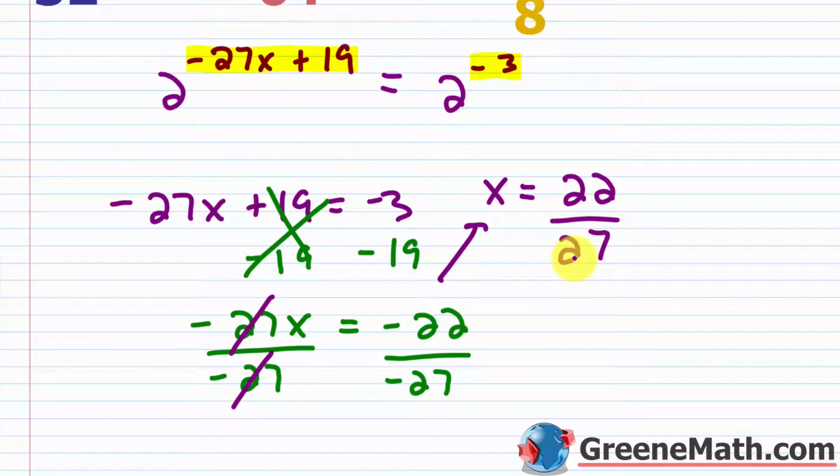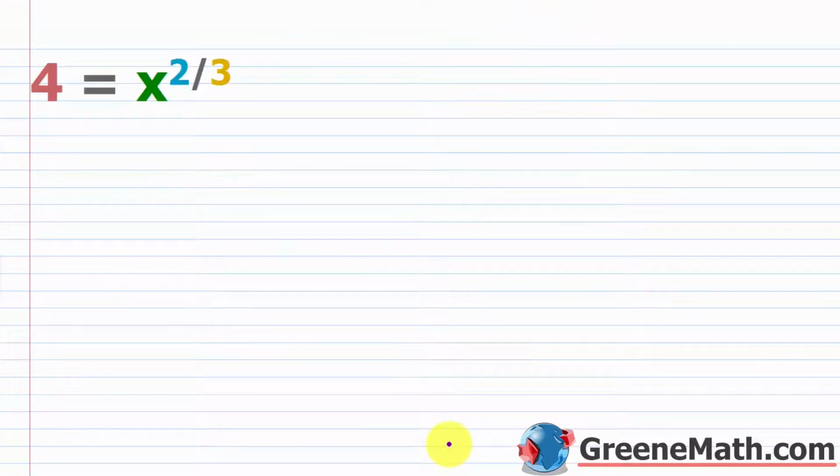All right, let's wrap up the lesson with one that seems kind of easy, but does trip up a lot of students. So we have 4 is equal to x to the power of 2/3. So you might also see this in this section. What in the world do you do to solve this? There's no way to really get like bases, right? Because this is 4 and this is x.